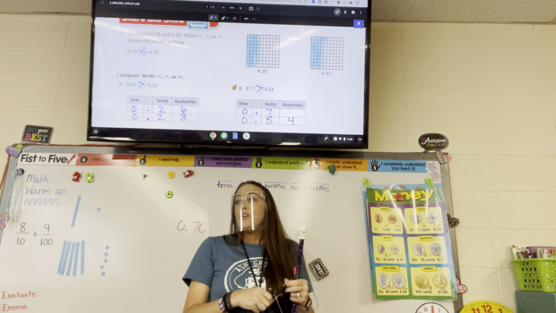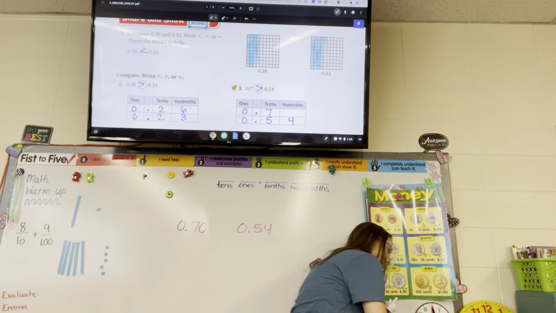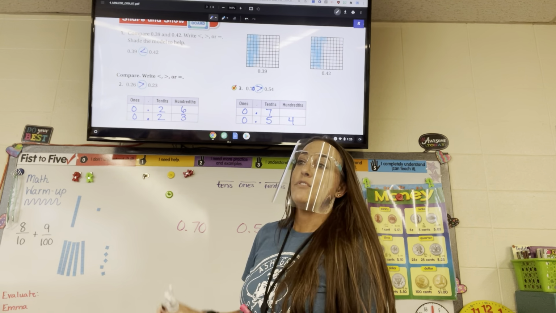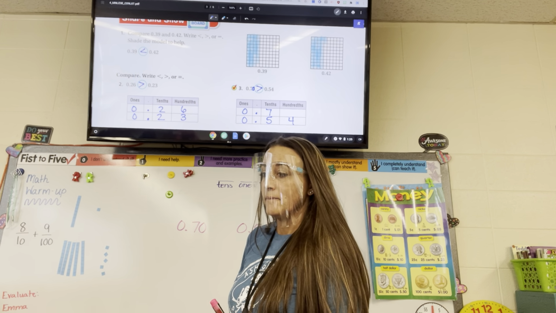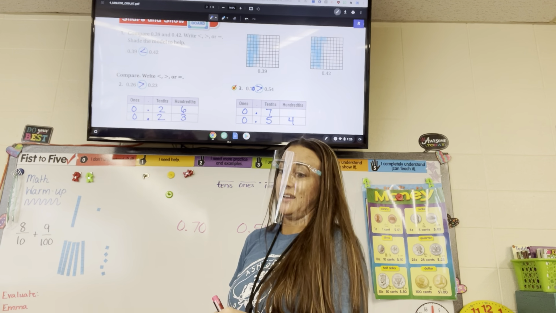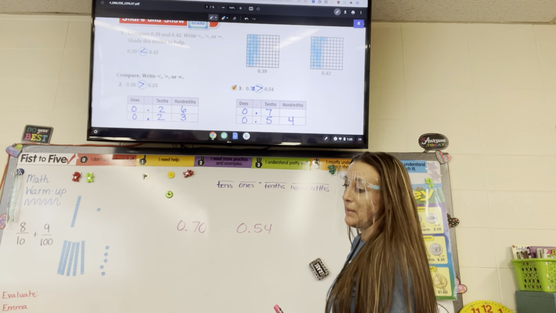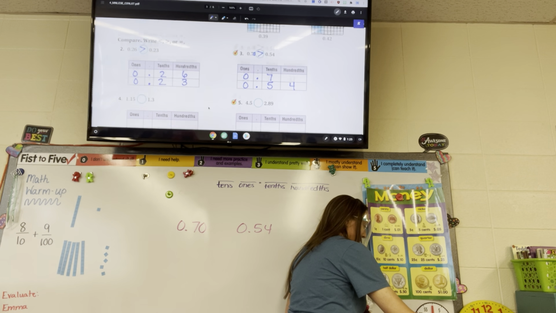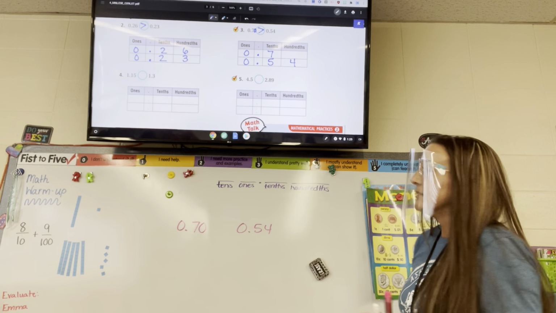And I would like for you guys today to add the little zero behind the numbers that have fewer decimal places. Wait, what if it's a number that's a hundredth and a hundredth? Then obviously you don't have to add anything. It's only if it's a tenth and a hundredth. Okay, does that make sense? If they've already got the same number of decimal places, you're not going to add anything.